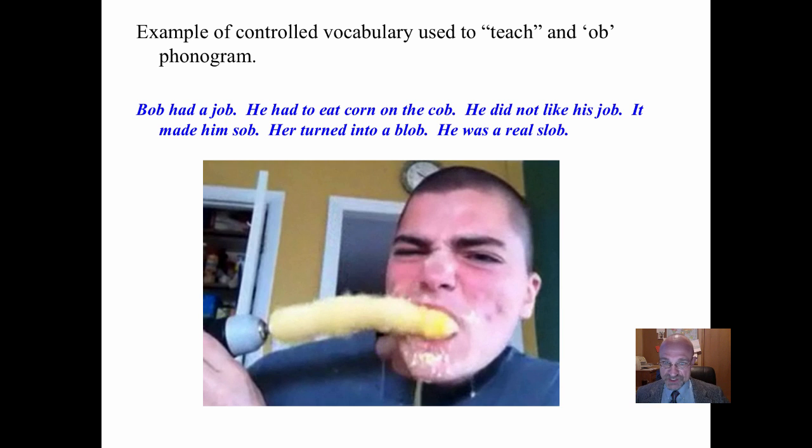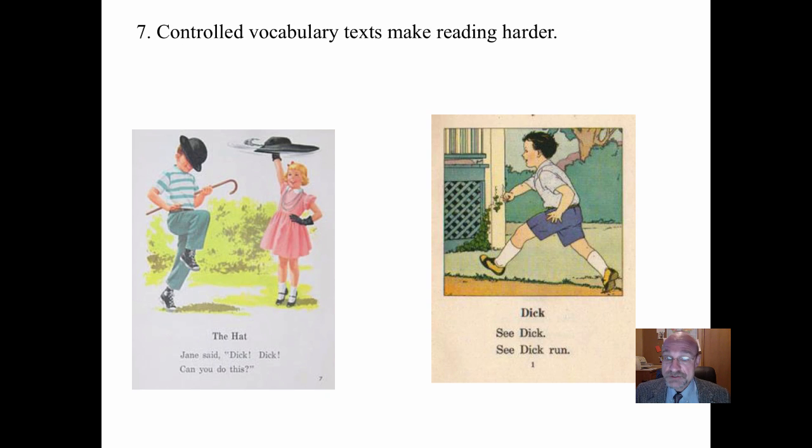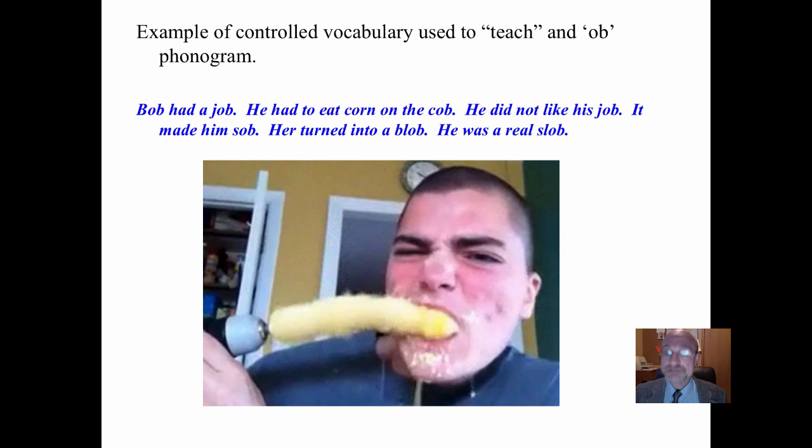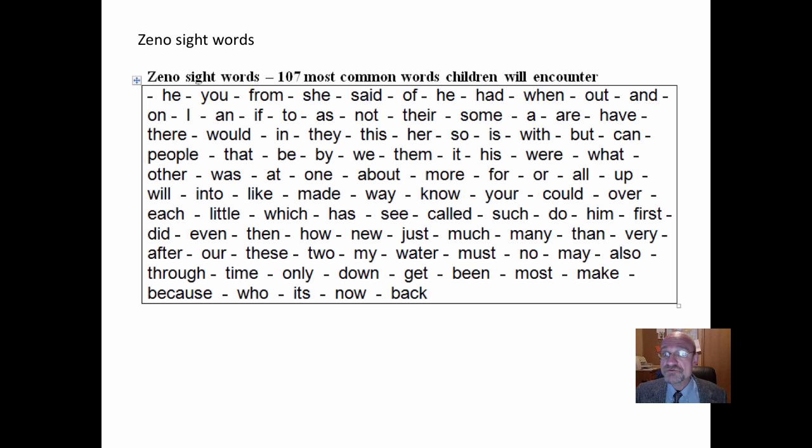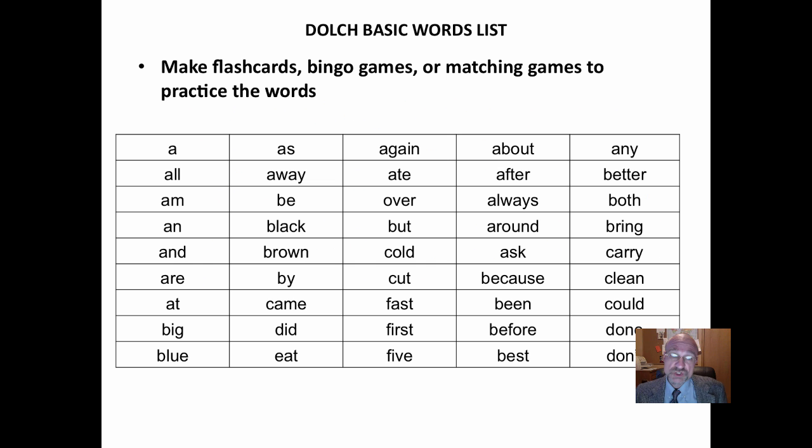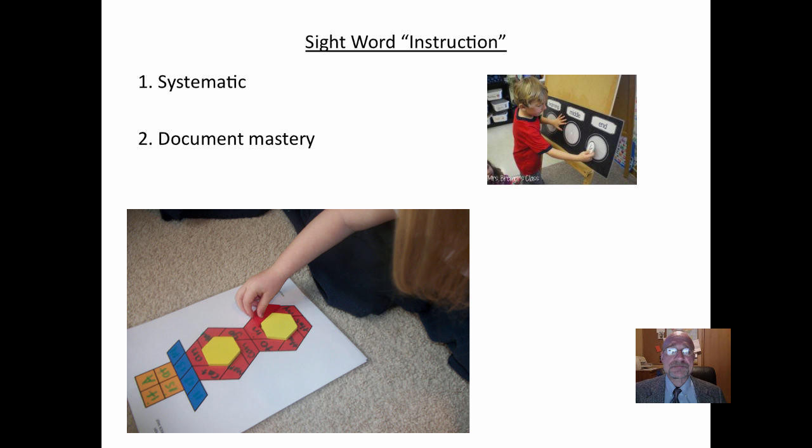Okay once in a while, but if this is the only thing your reading consists of, these types of controlled vocabulary texts make learning to read more difficult because they do not reinforce the structure of language. Here is an example of the Zeno sight words, the 107 most common words that children will encounter, and the Dolch basic word list. They're all relatively the same.